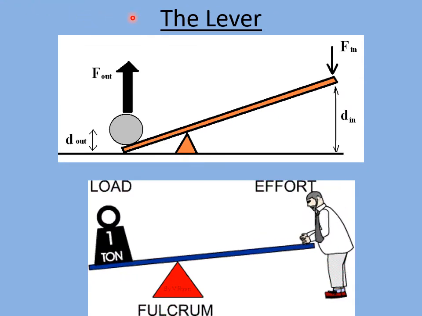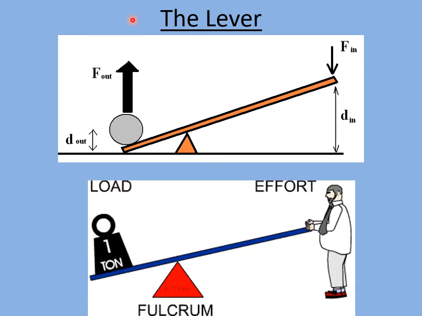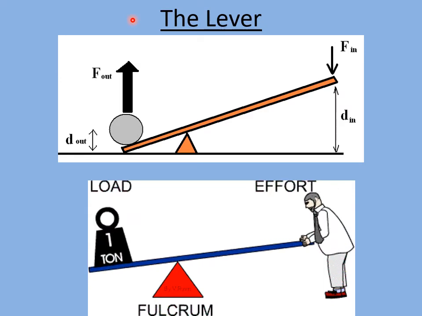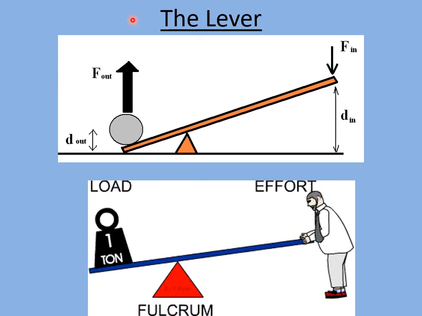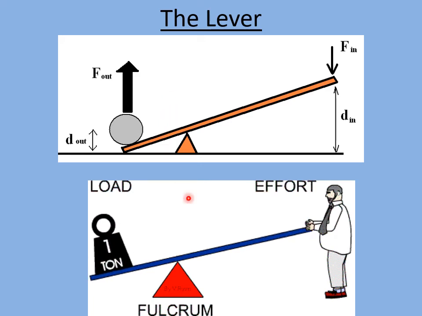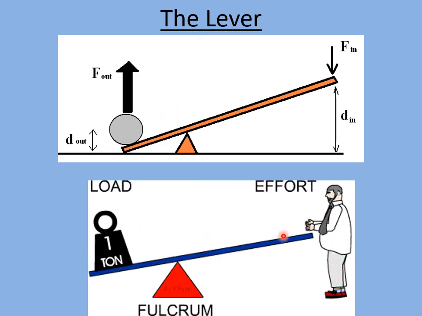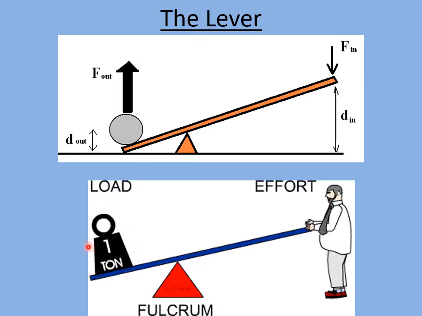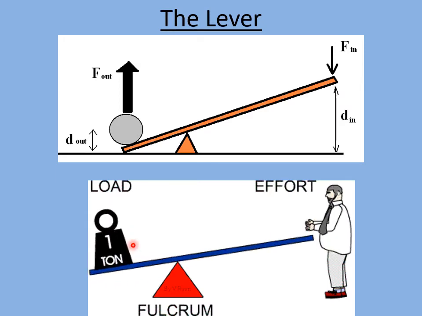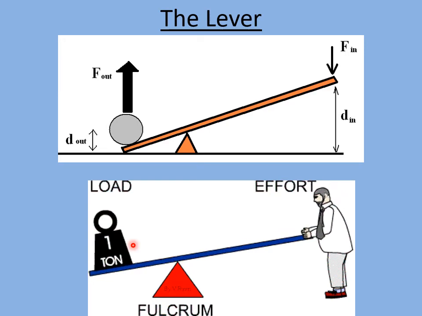The great Greek mathematician Archimedes supposedly said, "Give me a lever long enough and I can move the earth." So what did he mean by that? Well, he understood the basic mechanisms of a lever. You can see in the animation down here, we have this guy, and he's able to lift a very heavy weight over here. It's 1 ton, that's a 2,000 pound weight.